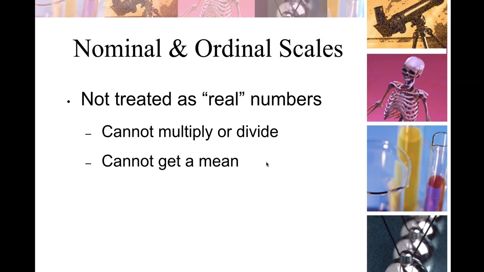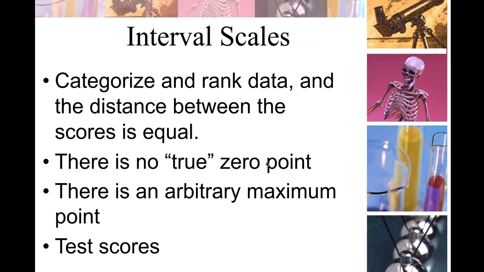All right, so let's talk about the 2 scales or levels of data that we can treat as real numbers. The first is interval scales. Interval scales categorize and rank data, and the distance between the scores is equal, right? There's no true 0 point. I'll talk about that in a second. And there's an arbitrary maximum point. The best, most common example of an interval scale is a test score, right? So the distance between the scores is equal.